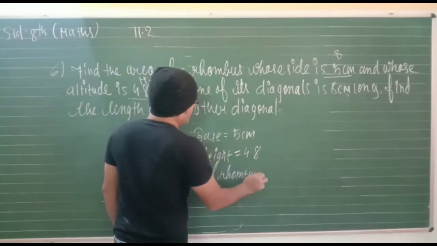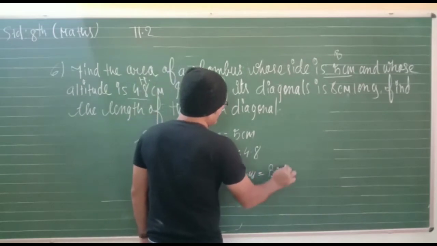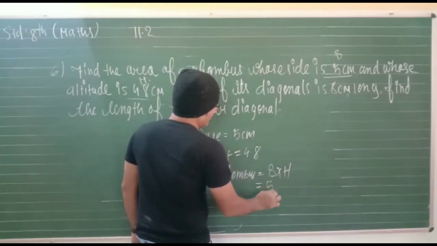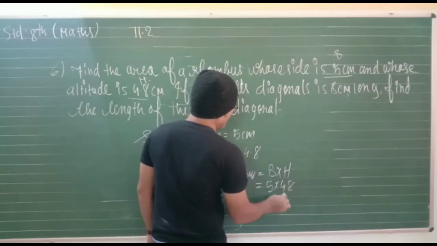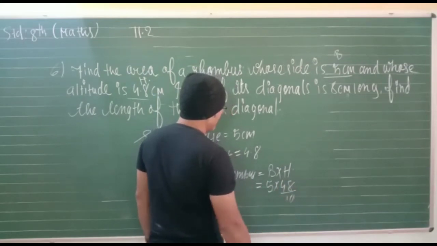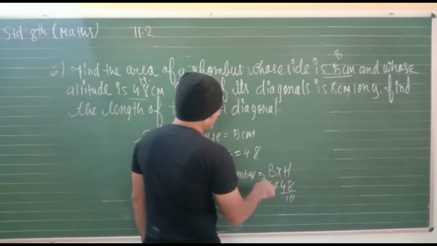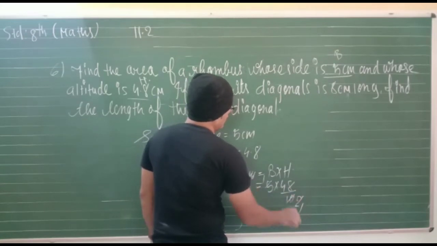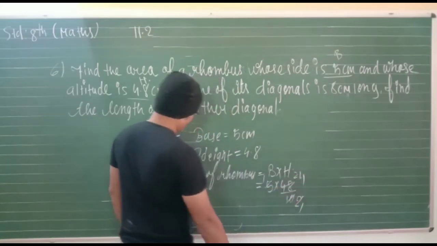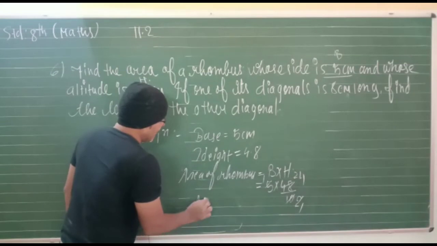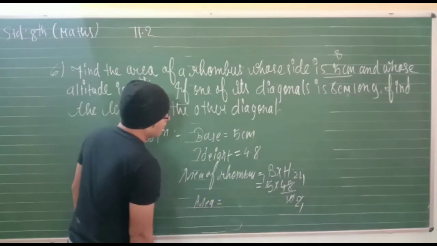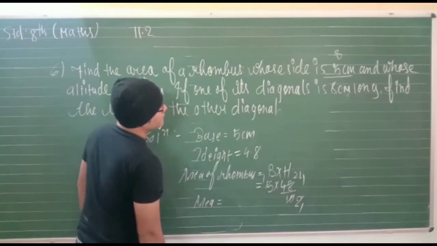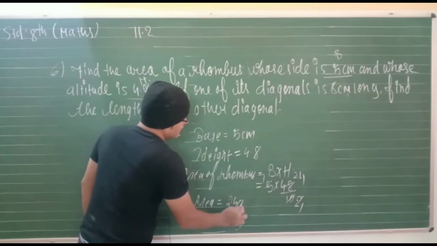So area of rhombus is equal to base into height is equal to 5 into 48 upon 10, because you have to remove your point. 1s are, 2s are, 24. So the area of rhombus is 24 centimeter square.